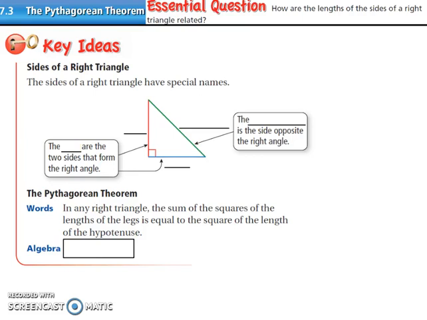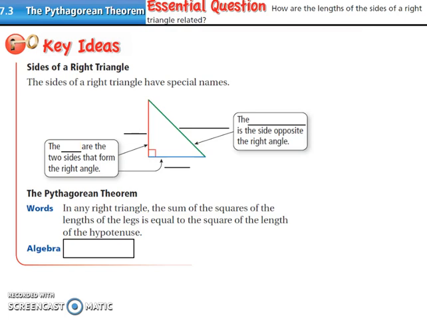Hello and welcome. Today we're going to be covering section 7.3 on the Pythagorean Theorem. Our essential question for today is how are the lengths of the sides of a right triangle related? Please pause the video as necessary to practice and write down the necessary information. Now is a good time to pause the video and fill in your essential question in your notes.